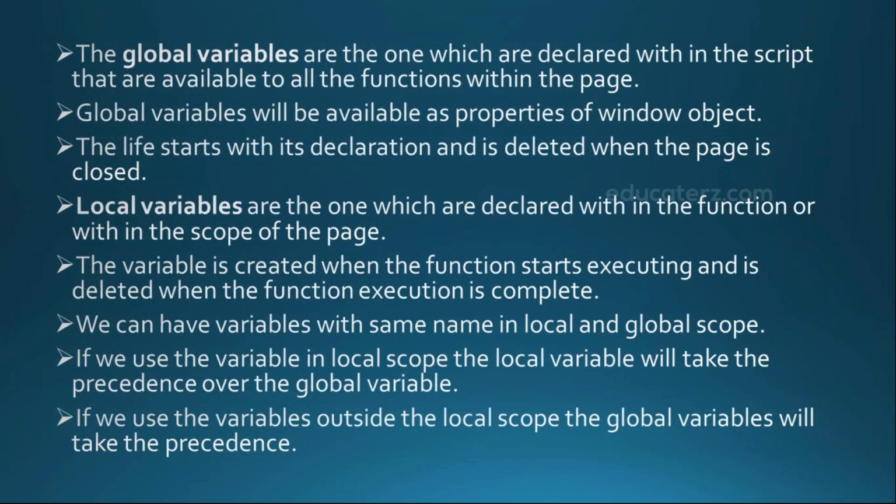That means, let's say we have a global variable sample equal to 10. In the local scope, we have the same variable name sample equal to 20. When you use it in the local scope, the local variable takes precedence, so the value of sample will be 20. Whereas if you use the variable at a global level, the value will be 10.